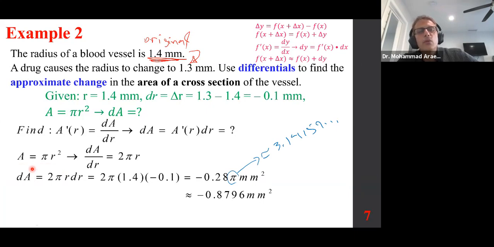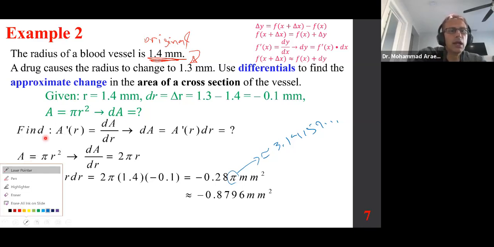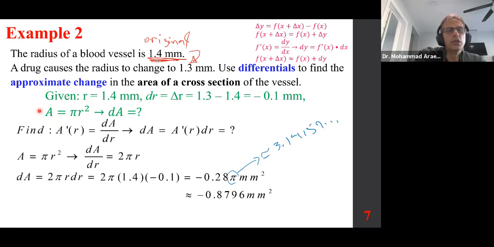Now, what if the question wasn't using differentials to approximate the change, rather it was to find the exact change? So the blood vessel goes from 1.4 millimeters to 1.3. Find the exact change in the area of a cross section. Now you use your formula that you have here, A equals pi r squared. You plug in 1.3, gives you the new area. You plug in 1.4, gives you the old area. Their difference is the exact change.